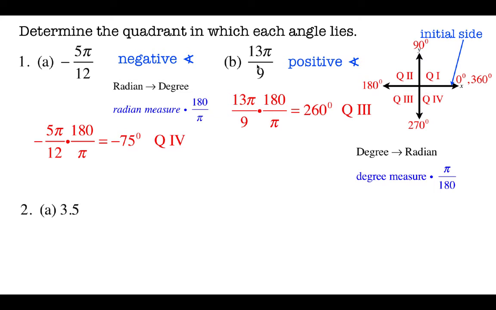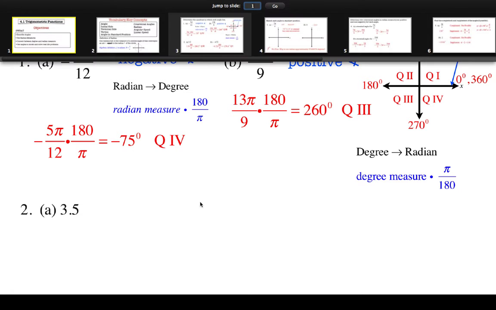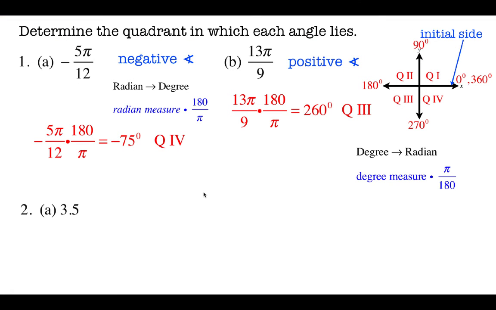Number 2, part A. You have to determine where this angle lies. First thing we're going to do is change this to degrees, and this is radians, 3.5 radians. If it was degrees, it would have the degree symbol here, but since it doesn't, it's not degrees. We change that to degrees using this formula, and we end up with 200.5 degrees. So this is in quadrant 3, since this number lies between 180 and 270.